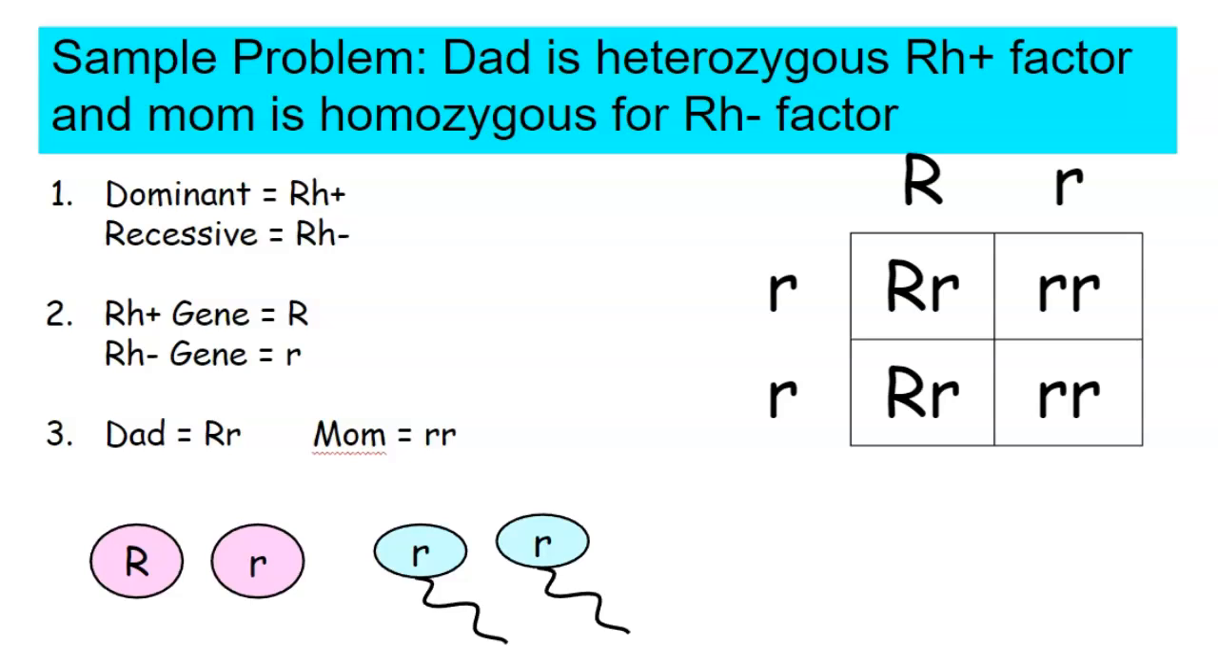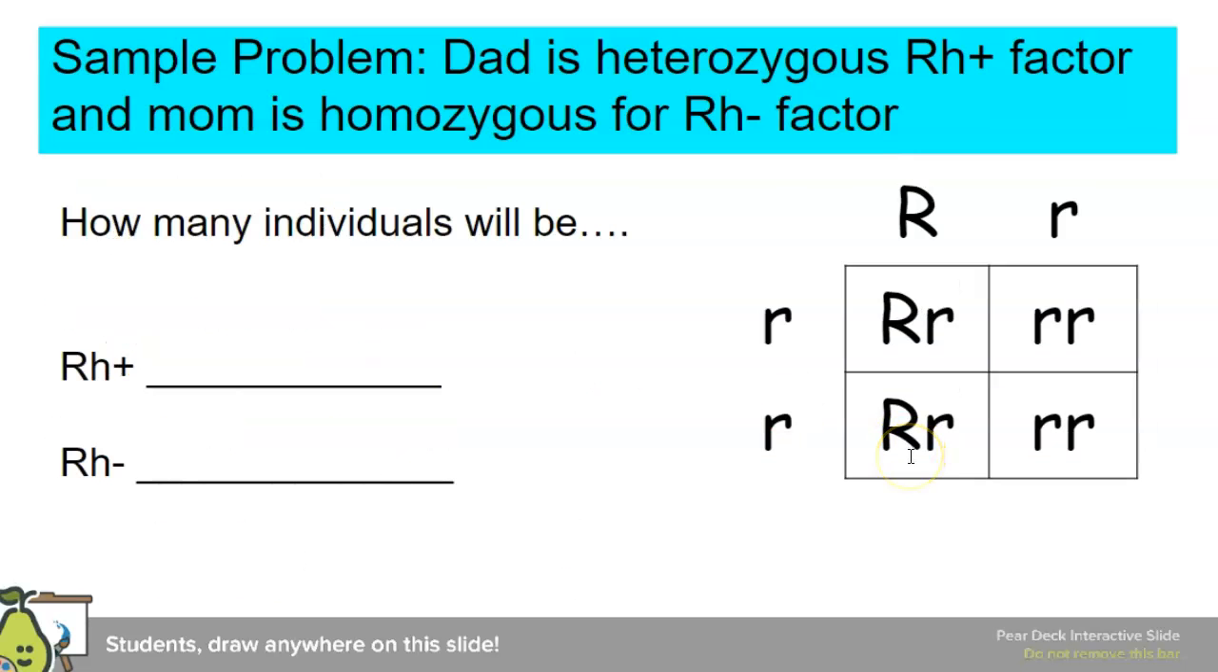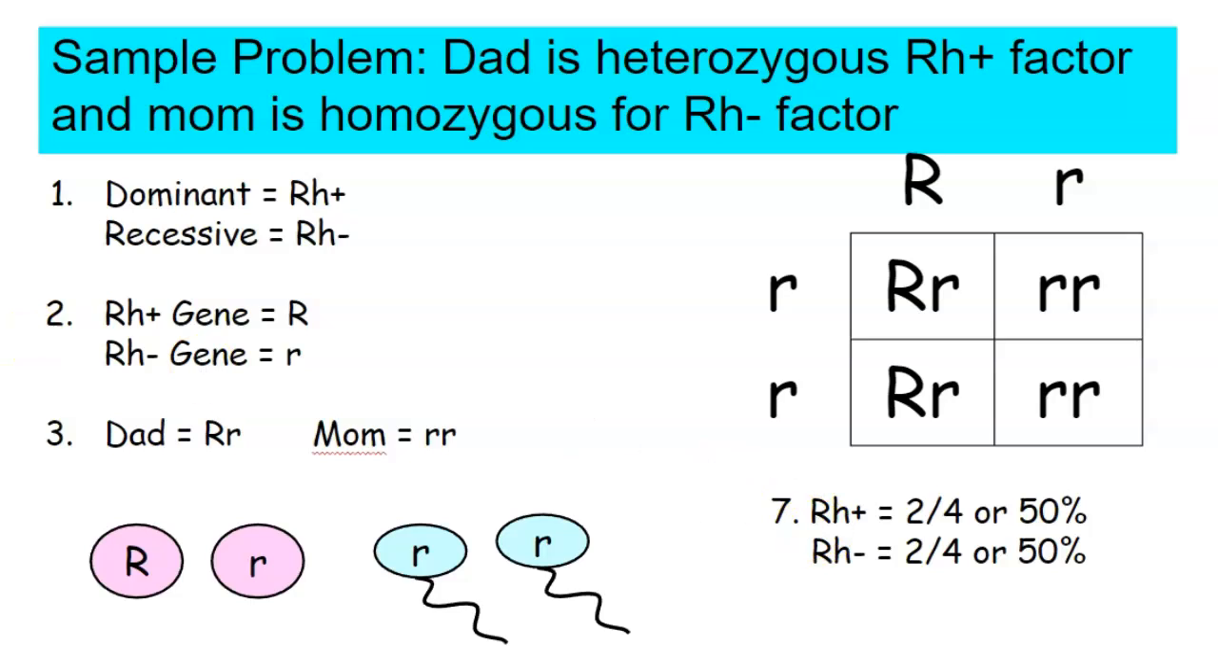Okay, and so we put our letters on the Punnett square and then we solve. Remember, the capital R is the positive, that's dominant. Okay, so how many are going to be Rh positive? Well, if they have a capital R, they're going to be positive, so that would be 50%. And 50% are going to be Rh negative. So it's just a super simple, regular Punnett square problem.